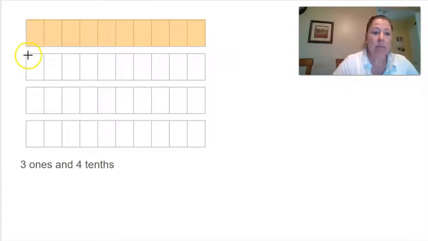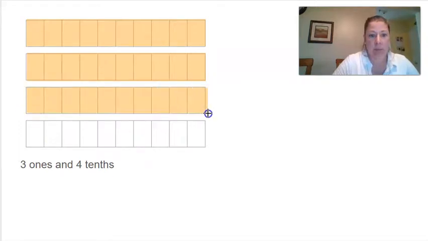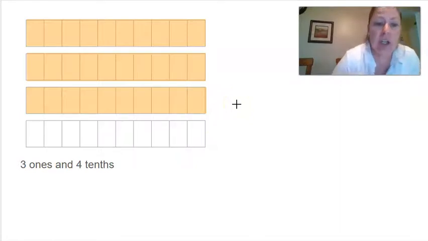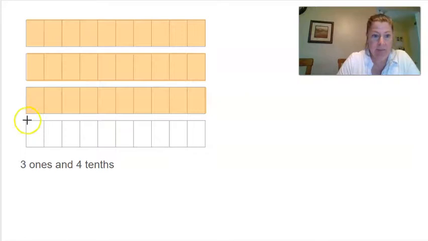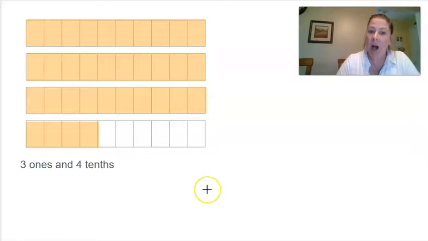1, 2, 3. So there's my 3 1s. But I also need an additional 4 tenths. So I'm only shading in a little bit more.